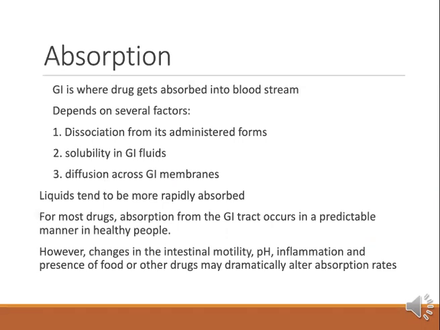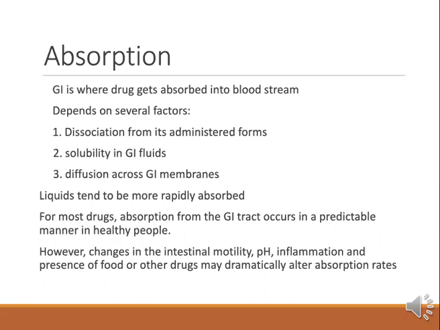So let's talk about absorption. So the gastrointestinal tract is where the drug gets absorbed into the blood system, right? So this is when somebody takes it orally. Okay, and absorption in the GI tract depends on many factors. There's dissociation from its administered forms, solubility in the fluids of the gastrointestinal tract, and also diffusion across the GI membranes, right?